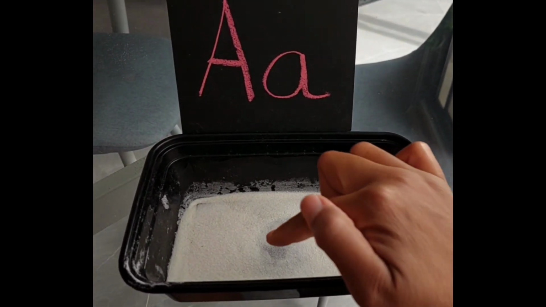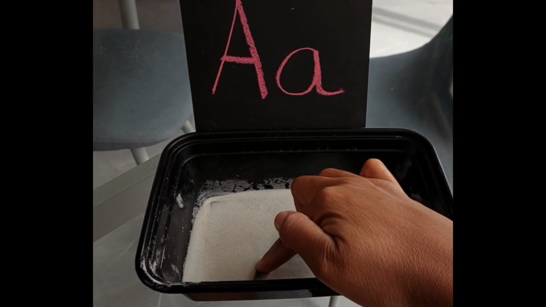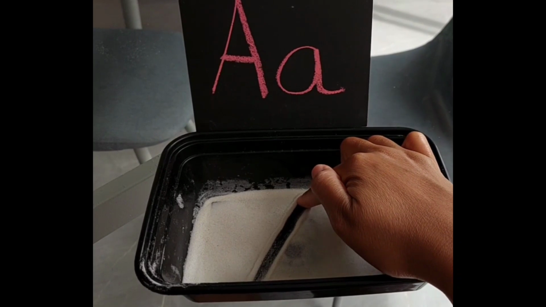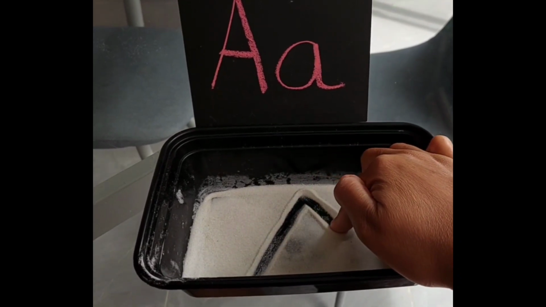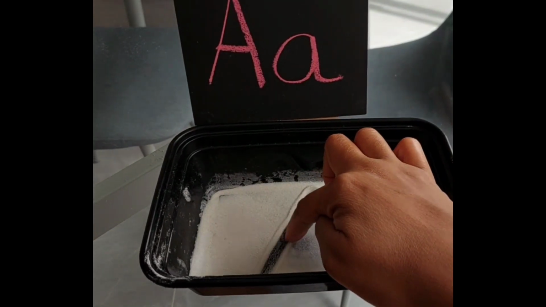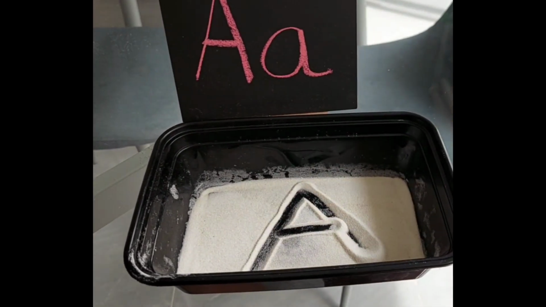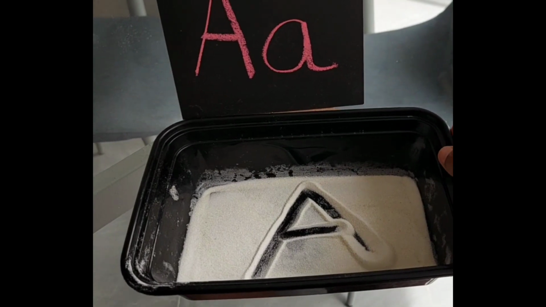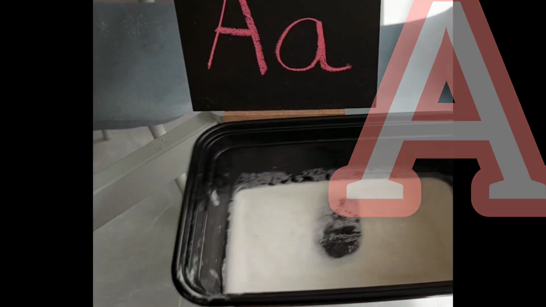So in order to do that, we're going to start from the bottom and go up at a diagonal line. And then we'll come all the way back down to the bottom. And then we'll go to the middle and do a line straight across. Yay! We just wrote a capital A.